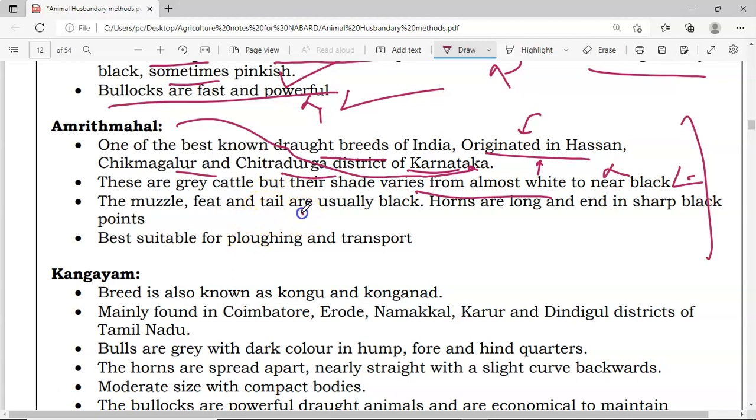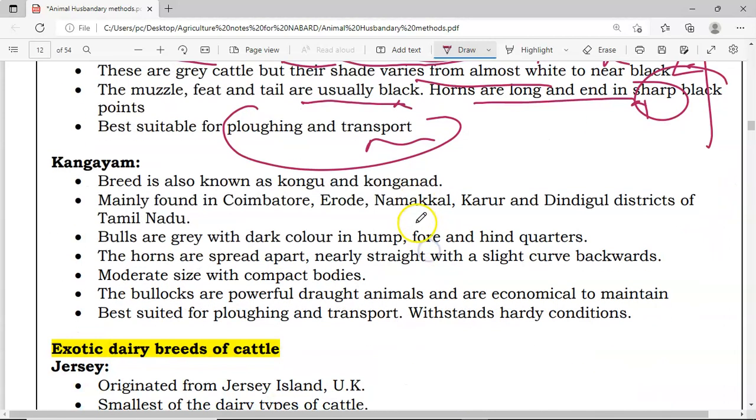The muzzle, feet and tail are usually black, and the horns are long and sharp with black points. They are best suited for ploughing and transport.